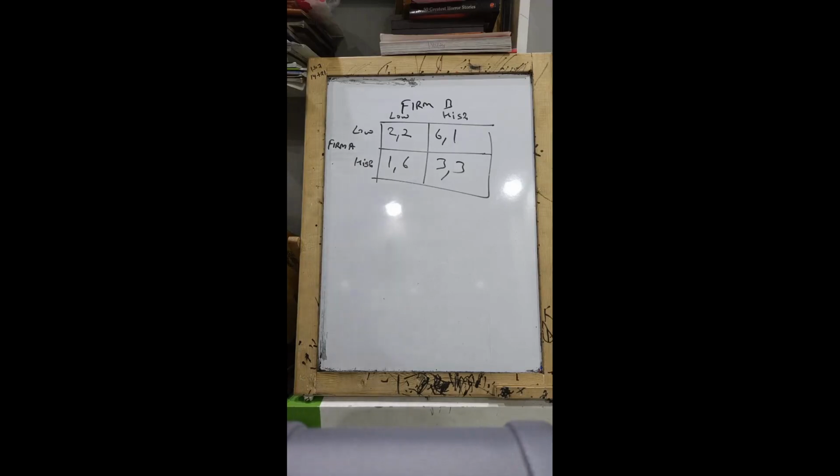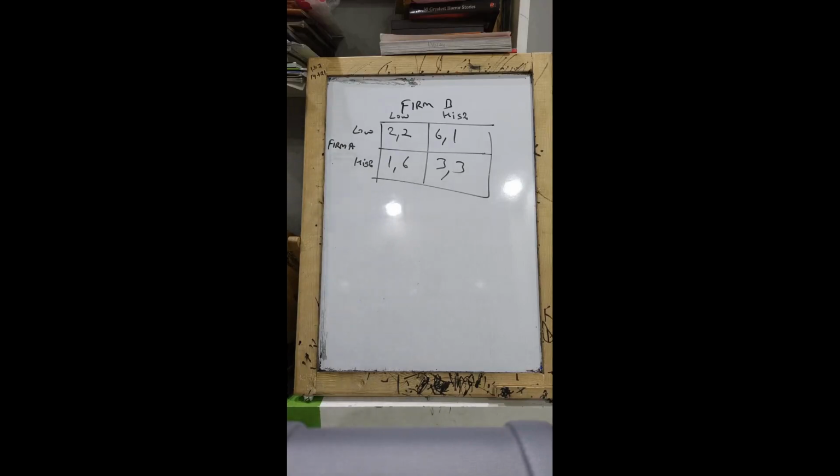Suppose firm A and firm B both charge low prices, so they're going to get say $2 million each. If A charges low and B charges high, the one who is A, charging a lower price, will get 6, and the guy who is charging a higher price will get 1. So high 1, low 6. If they both charge high prices, they're both going to get 3. So it makes sense for both of them to charge high, right? Because in that case they will be earning 3 and 3 respectively.